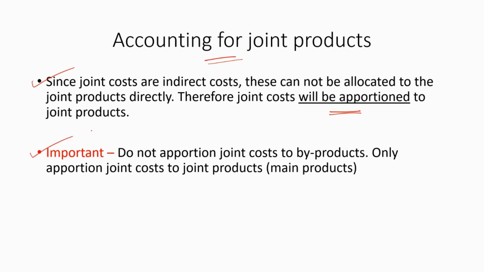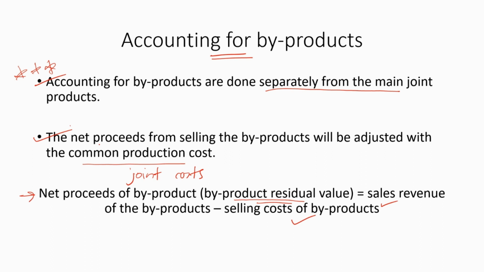This is really important. Do not apportion joint costs to byproducts. Only apportion joint costs to joint products. Which means after accounting for the byproducts, as we did earlier, we do not consider byproducts again. If you can remember, accounting for byproducts is done separately from the main joint products. So do not mix the accounting of byproducts and joint products together. We have already accounted for the byproducts. Now we are going to account for the main products.